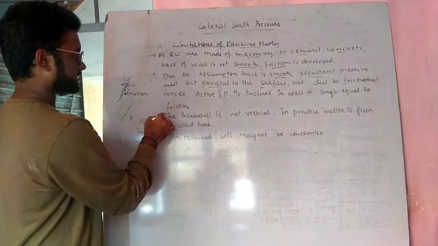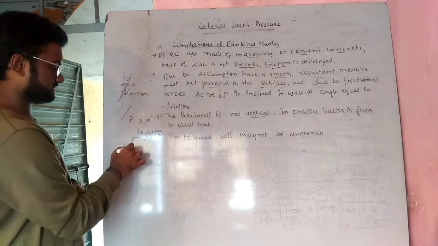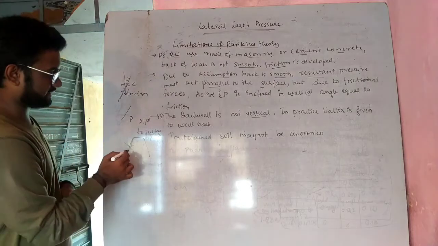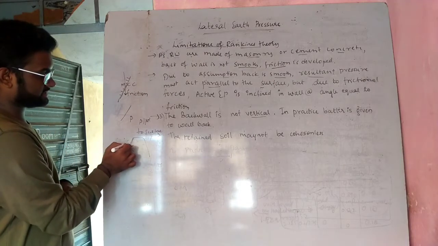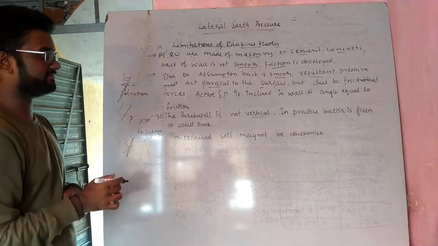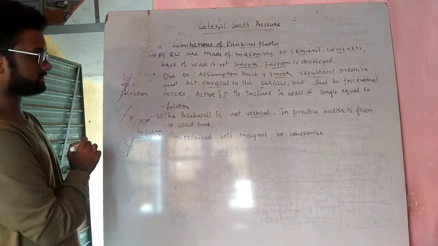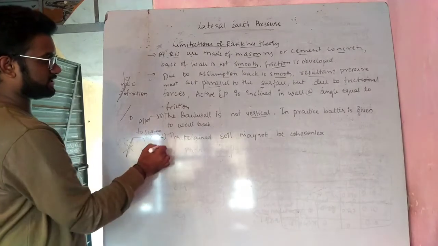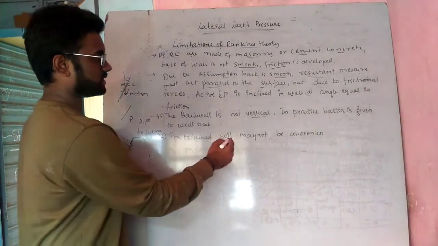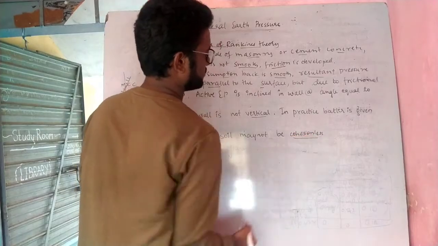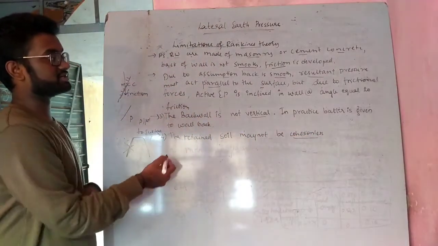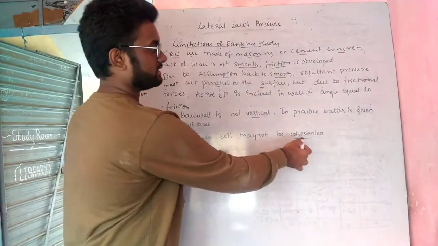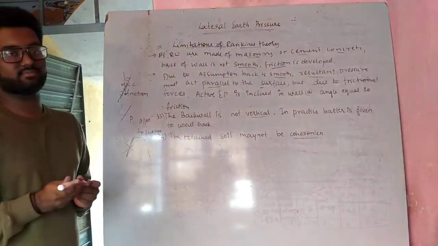What is the third point? The fill is vertical. Okay, this is wrong. In practice, a batter is given to the wall back. Batter is nothing but a certain amount of slope given to the backfill so that it is not vertical. This is what the third point says. Discussing the last point, it says the retained soil may not be cohesionless. It can have cohesion, and it can have other features also. It may not necessarily be cohesionless, is what the last point says.